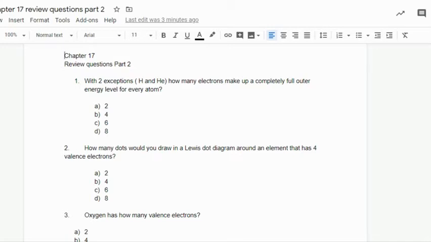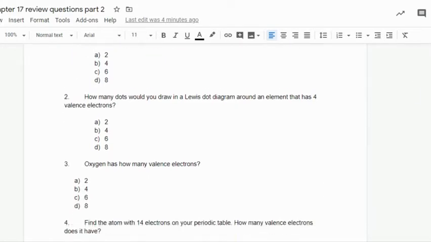Number 2, how many dots would you draw in a Lewis dot diagram around an element that has 4 valence electrons? Now, you probably read that and thought, oh, this must be a trick question. That's way too easy. Nope, it is just that easy. If there are 4 valence electrons, there are 4 dots around that chemical symbol. Now, if you haven't reviewed the video that I asked you to watch, I think it was earlier this week on drawing dot diagrams, please do. Please do watch that video to help you practice for the quiz on Thursday.